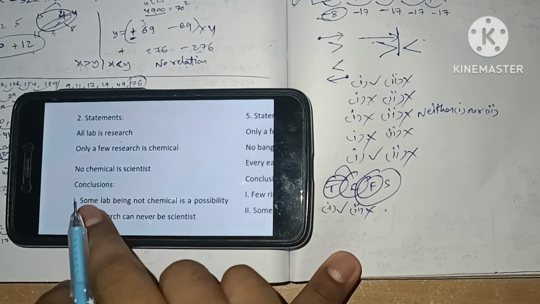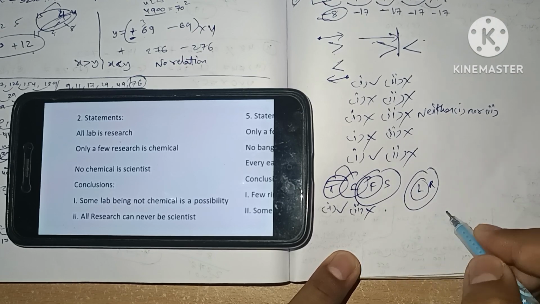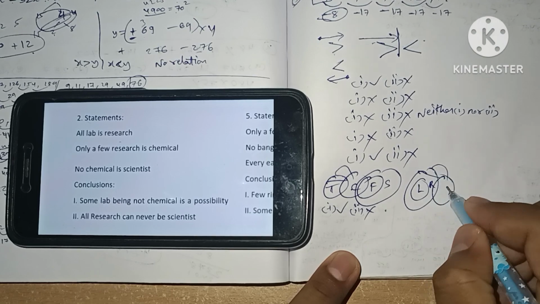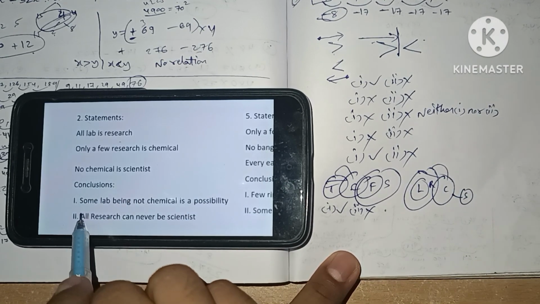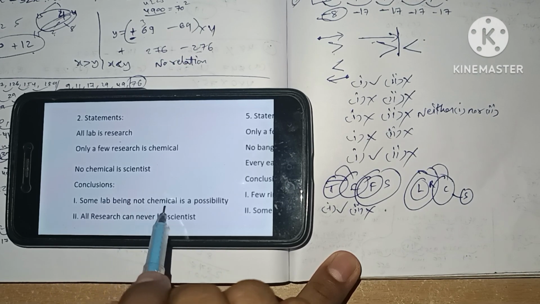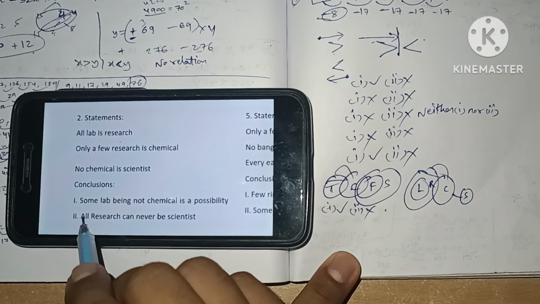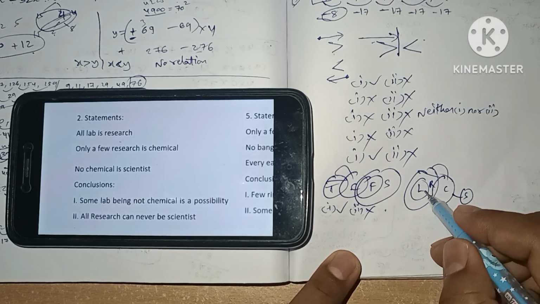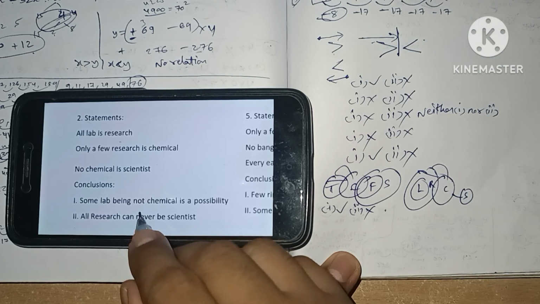Let's see second question. All lab is research. Only a few research is chemical. No chemical is scientist. Conclusion. Some lab being not a chemical is a possibility. Here we see not. So leave this not. Some lab being chemical is possible. Yes, it is possible.